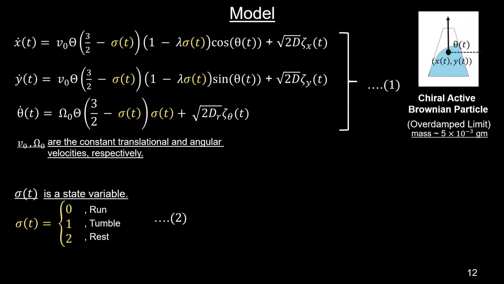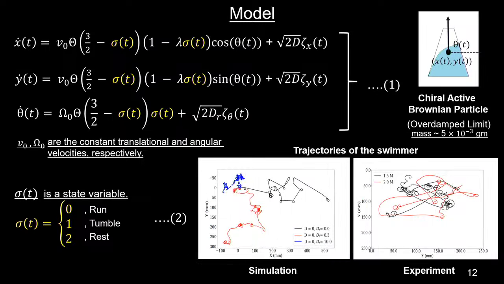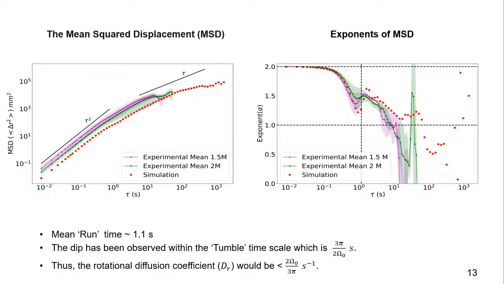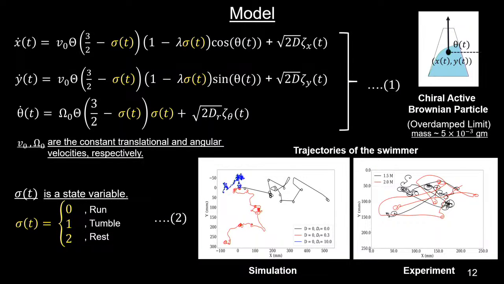These states we used in the overdamped Langevin equation, and depending on the sigma value, it will show different state motion, and these are the corresponding trajectories. Here we only tune the thermal noise and the rotational diffusion coefficient. We have observed that for smaller values of the rotational diffusion and the thermal noise, it matches our experimental system.